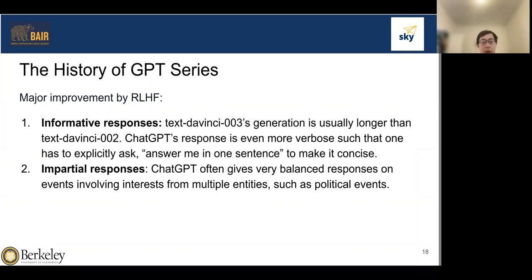And then the second one is that it has impartial answers. For example, ChatGPT also gives very balanced responses on events involving interests from multiple entities. Especially if people do not have an agreement on what is a good response, people might have different opinions. So ChatGPT, or this RLHF fine-tuning pipeline, will be giving you more information on how people would think.